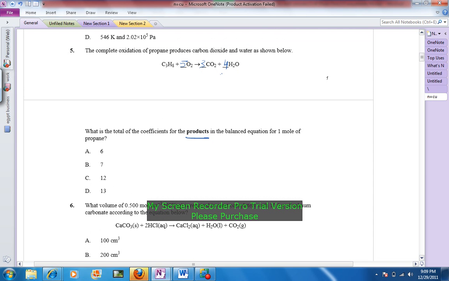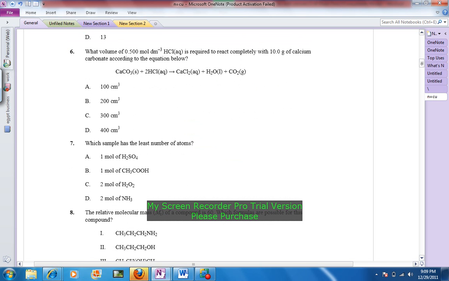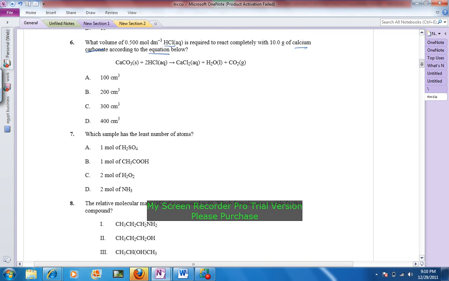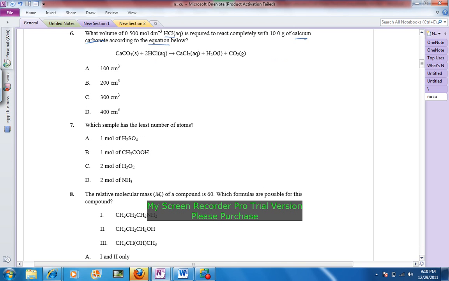So 3 plus 4, 7. So that's your answer. I know these are a lot of questions. There's a total of I think 23 questions, so bear with me. Okay, number 6. It's asking you about, again, an equation between HCl and calcium carbonate. So you want to get used to these kind of questions because they come up a lot, okay?